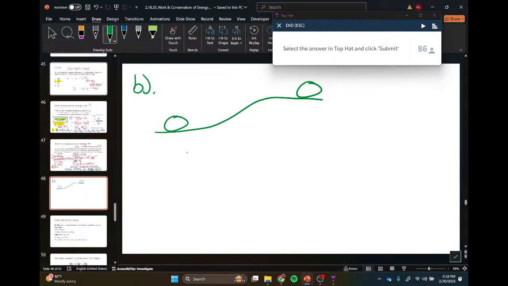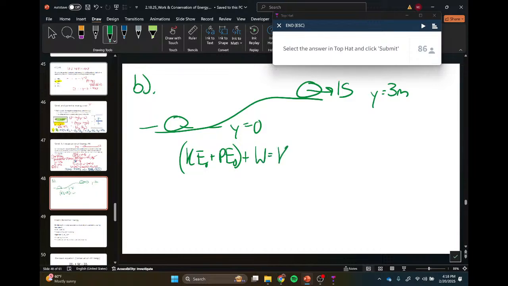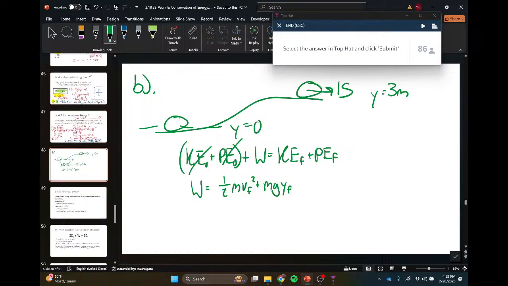So just to kind of write this out again, kinetic energy initial plus potential energy initial. Oh, and here they're moving. Here's 0. Here is y equals 3. So kinetic energy plus potential plus work equals kinetic energy final plus potential energy final. So yeah, the beginning, these are all still 0, but the new thing is that my work will be 1/2 mv final squared plus mg y final. We're no longer at 0 at the end. You do the same process, and it's great. So yeah, there you go.